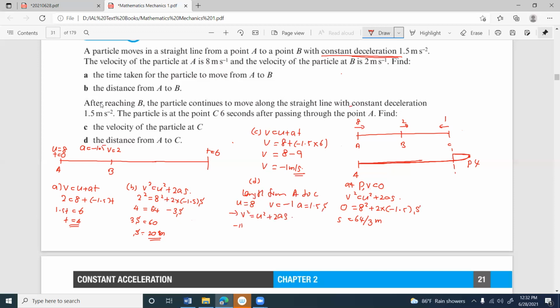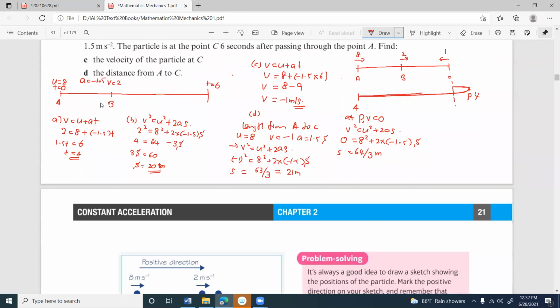Minus 1 squared is equal to U squared, which is 8 squared, plus 2 into A, where A is minus 1.5, times S. Then we get the answer S equals 64 minus 63 divided by 3. It turns out to be 21 meters. Right, now let's go ahead with this.